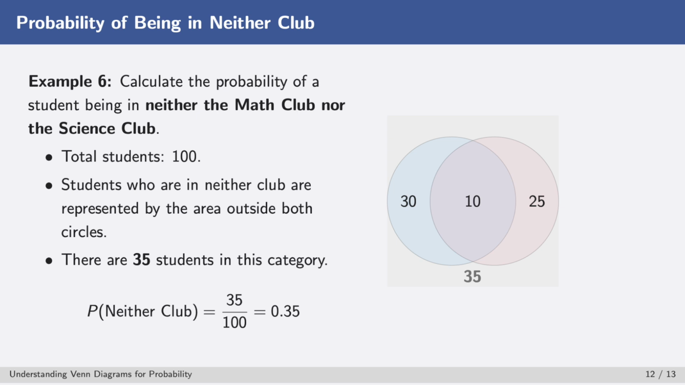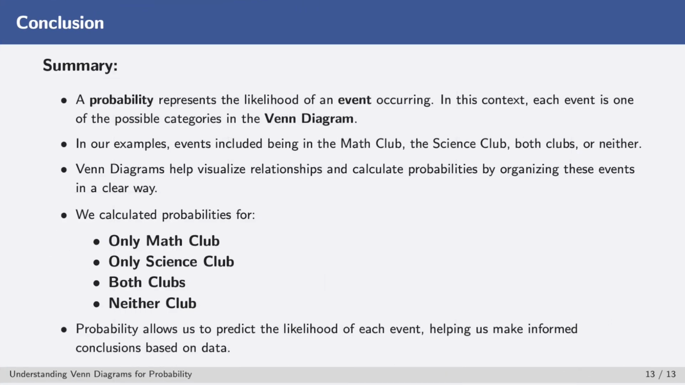Finally, in example 6, we're calculating the probability of a student being in neither the math club nor the science club. Referring to the Venn diagram, we see that 35 students are outside both circles in the grey area, representing students who aren't in either club. So we take 35 and divide it by the total of 100, which gives us 0.35. That means there's a 35% chance of selecting a student who's in neither club. Now, let's turn to the next page and wrap everything up in our conclusion.